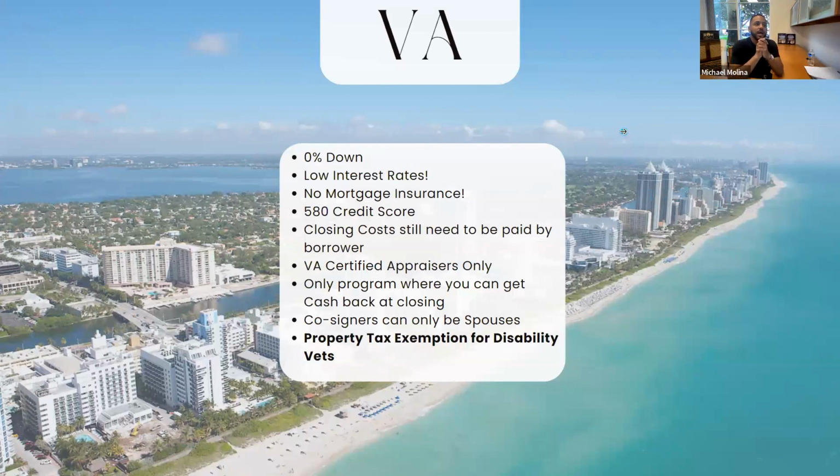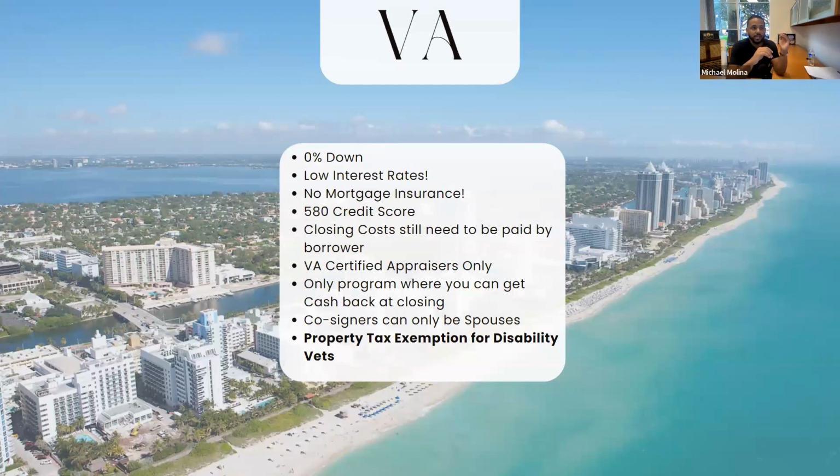So VA, 0% down, low interest rates, no mortgage insurance at all. So there is a fund... The VA does have a funding fee, and some veterans are exempt from that. Depends. Once we receive that certificate of eligibility, we'll know. But that funding fee is kind of like FHA's upfront mortgage insurance premium that gets financed into the loan. It's the same thing. It's usually about 2.3% is the funding fee, but there's no actual monthly payment, so it helps with their DTIs. Closing costs still need to be paid by the borrower, but they can also get 100% gift as well from someone else.